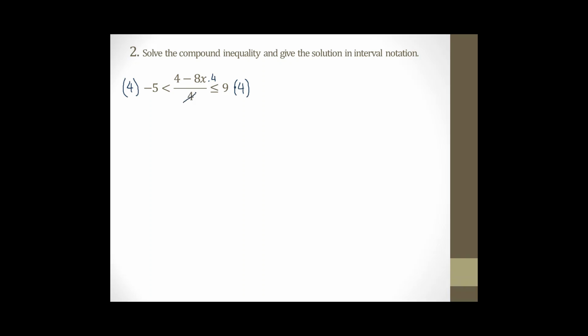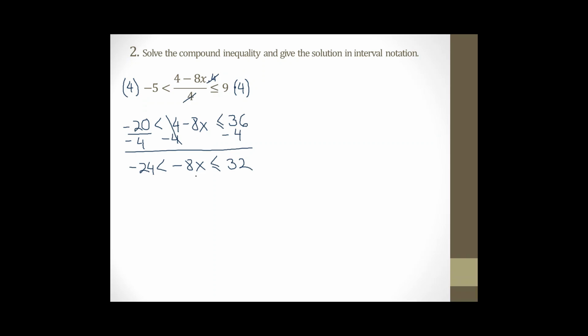Okay, so as I said, in the middle, it will cancel out and we are left with 4 minus 8x. And then on the left side, we have to multiply 4 times -5, which is -20. And on the right side, 9 times 4 is 36, so less than or equal to 36. Okay, continuing to get x by itself, my next step would be subtracting 4 on each side. So -20 minus 4 is -24, and I'm left in the middle with -8x less than or equal to, and 36 minus 4 is 32.